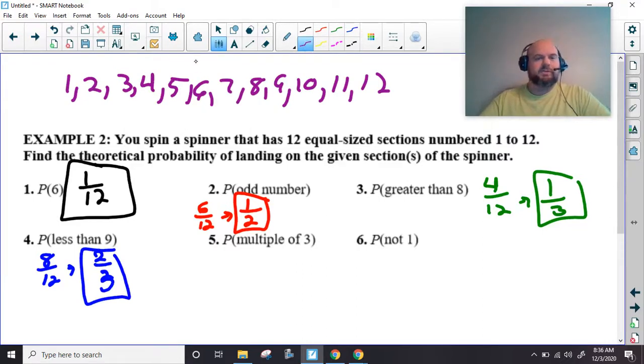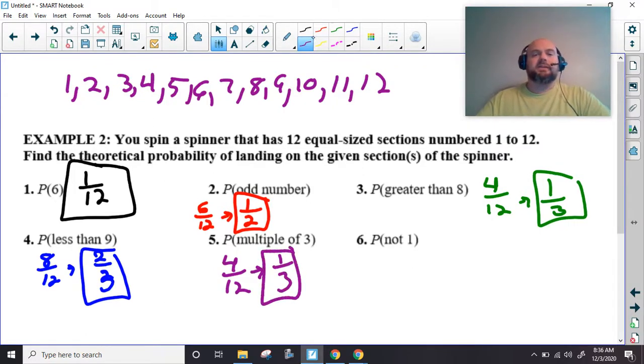Multiple of 3. So 1, 2, 3, 4. So this is 4 over 12 again. Now, multiples of 3, that's anything that you can multiply. That's like your times tables. 3 times 1 is 3. And again, this is 1/3.